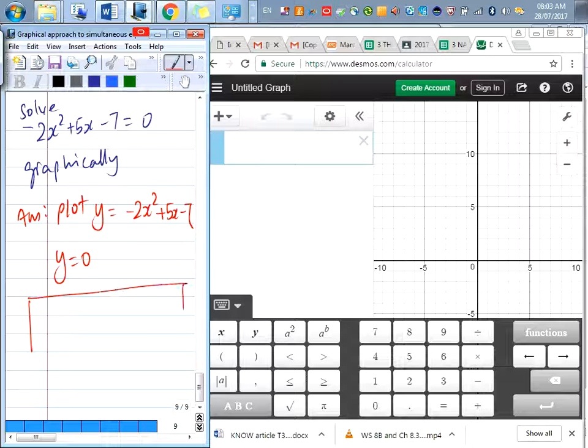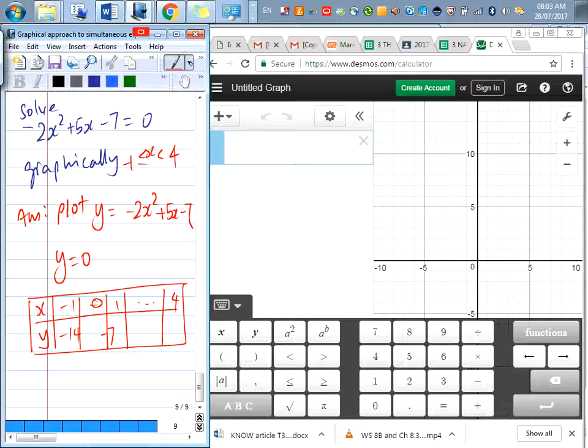We need to draw a table. We need to have values. So this is x, this is y. If the question says the range of x is from -1 to 4, I'll start with -1, 0, 1, so on and so forth until 4. I get corresponding values of y, which is -14, -7, -7, -4, so on and so forth until -19. Okay, then I plot it out.